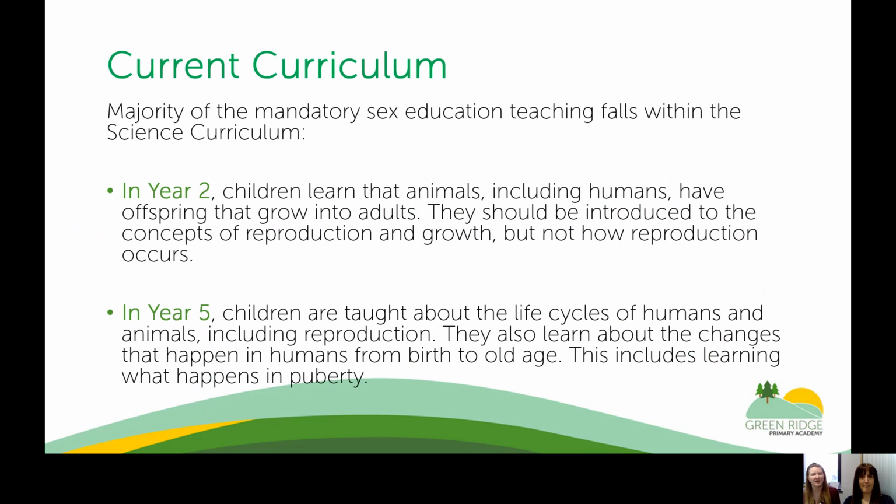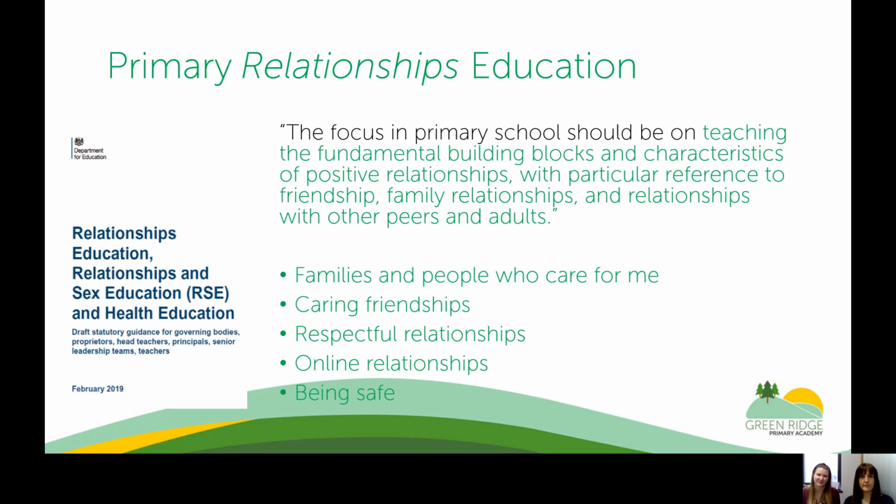The current curriculum for sex education actually falls quite nicely in with our science curriculum for most areas. For example, in year 2, they learn about animals, including humans, and how they have offspring that grow into adults. They learn about the fact that animals reproduce, but not how reproduction occurs. And then in year 5, they revisit this unit, and that is where they start to learn about not only the fact that they reproduce, but how animals reproduce and the changes that happen to humans and our bodies from birth to old age, and that includes learning about puberty.